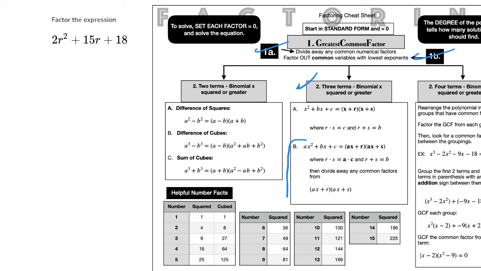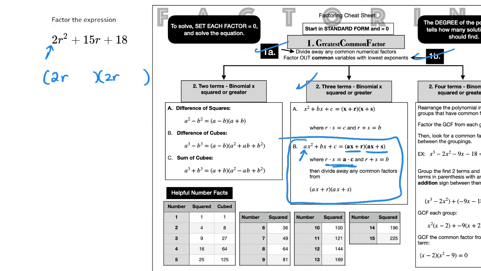Three terms, but now it's going to be this B one, because it has an a value, and the a value here is 2. And so here's what it says. It factors as (ax + r)(ax + s), where r times s equals a times c. Let's see what our a times c is. 2, that's my a. c, that's my 18. So they're going to multiply to 36. So let's see what multiplies to 36 here.